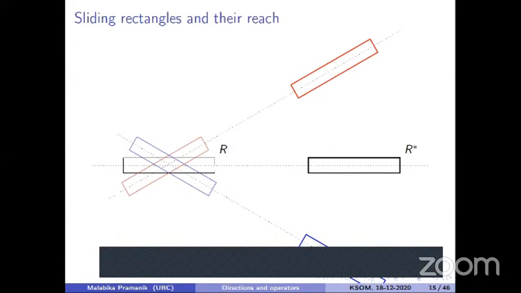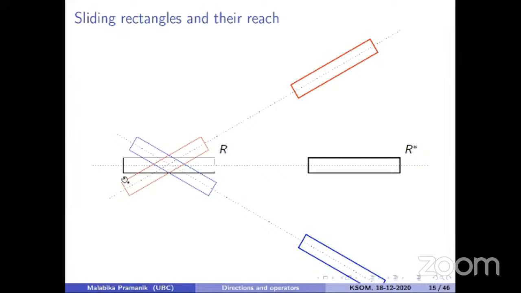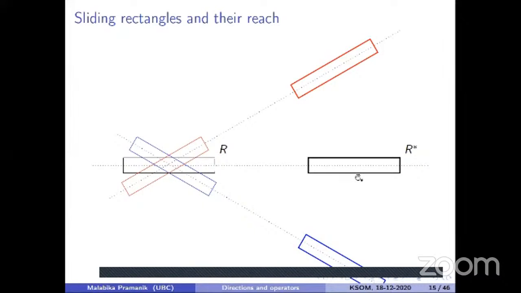Let's refer back to the diagram. Suppose that capital R is one of the rectangles Rj, say the black one oriented horizontally. It has length 1, width 1 over n. If we slide R along its long direction by 2 units, we get to another rectangle of the same dimension and orientation. We call this translated rectangle R star the reach of R.